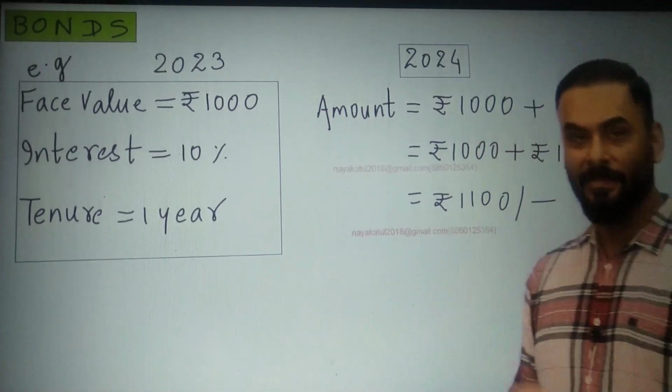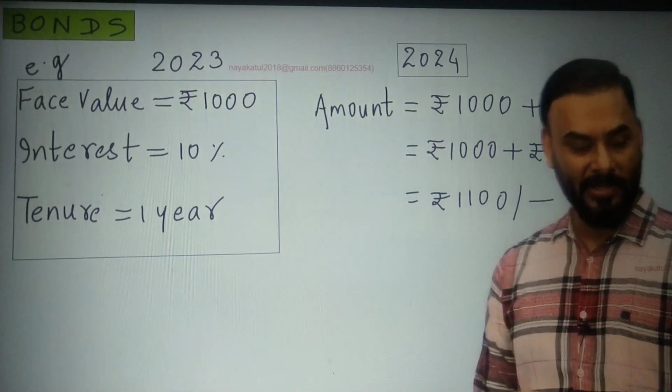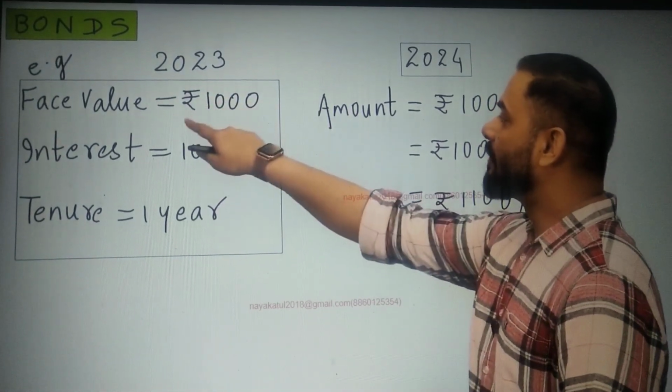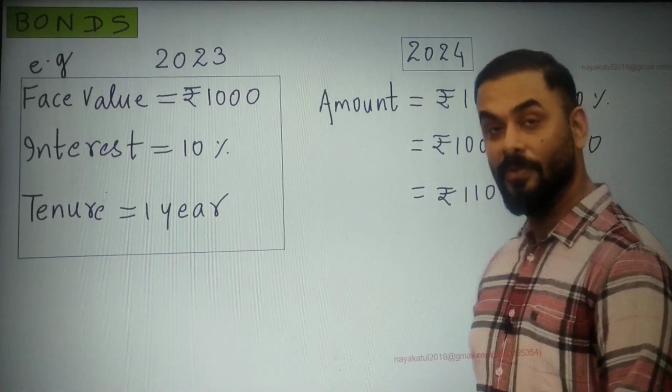Let us start with a very basic discussion. So guys, suppose that there is a bond, right? A bond is a simple instrument like this, where, for example, suppose the face value of the bond is 1000 rupees, interest rate 10%, and tenure 1 year.